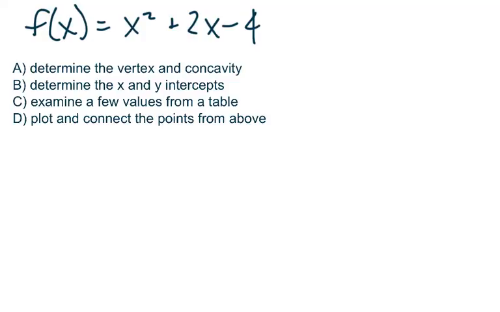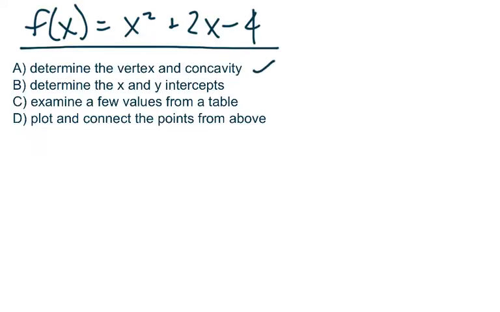Graph the quadratic equation f(x) = x² + 2x − 4. We need to determine several values that we can then use to graph this equation. First, we want to figure out the vertex of the equation and its concavity.